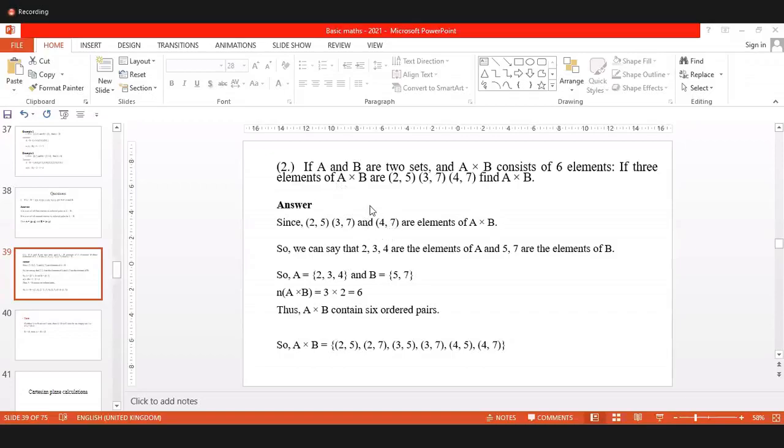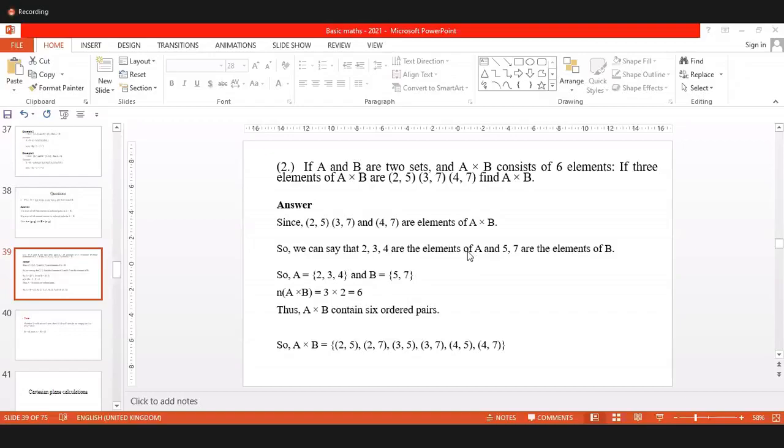Because you can simply say, then we can say this B element, these belong to set B. You see, I have written that here. 2, 5, 3, 7, 4, 7 are elements of A into B. So we can say that 2, 3, 4 are the elements of set A, and 5 and 7 are the elements of set B.